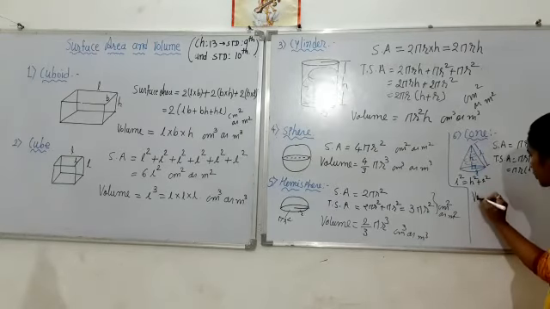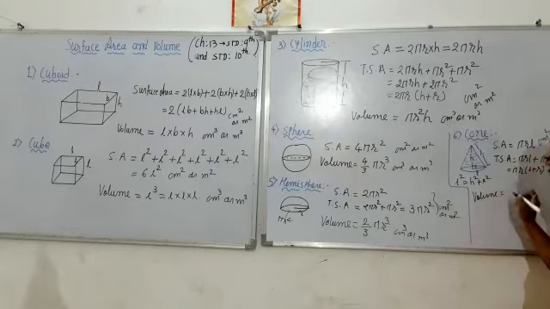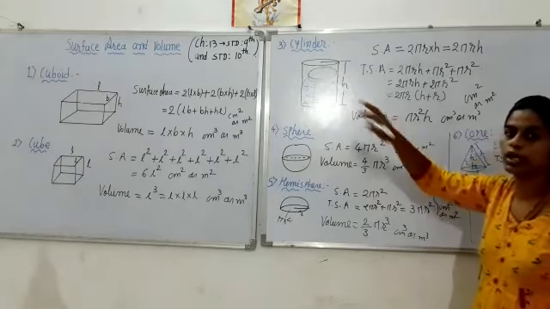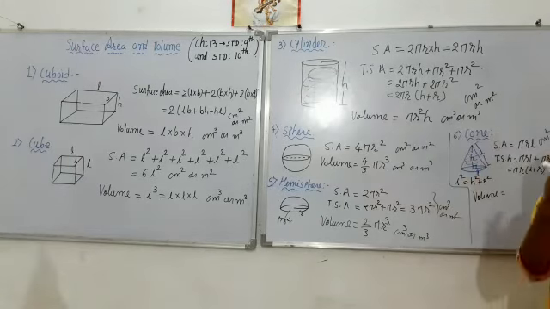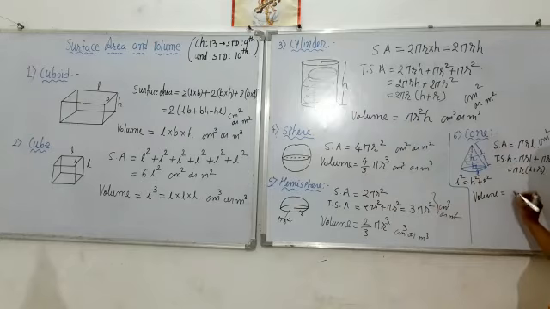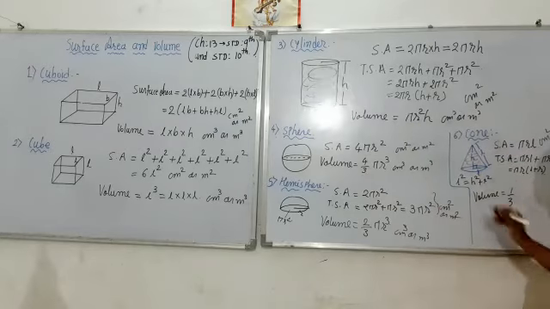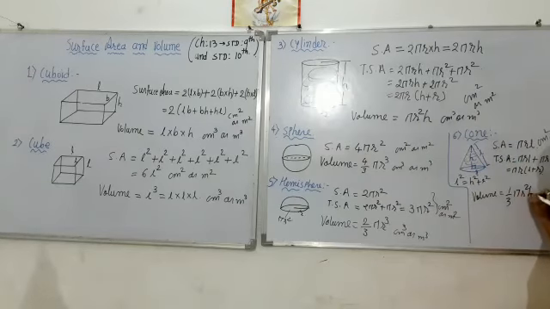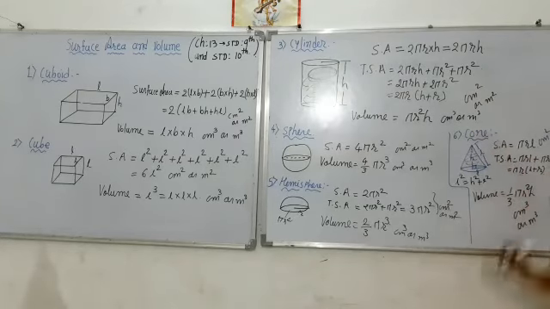And its volume. Whenever you divide a cylinder into equal cones, you get 3 equal cones. That's why its volume is 1 by 3 of the cylinder's volume. So 1 by 3 pi r square h. Its unit is centimeter cube or meter cube. So these are all 3D shapes with their surface area and volume.